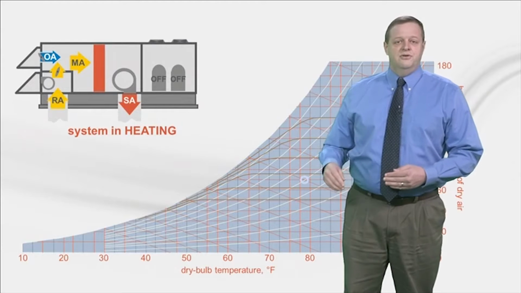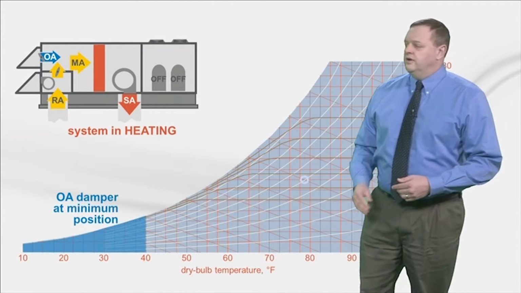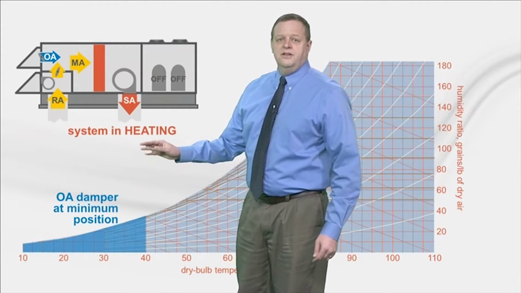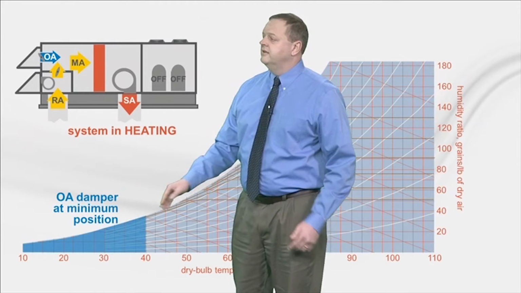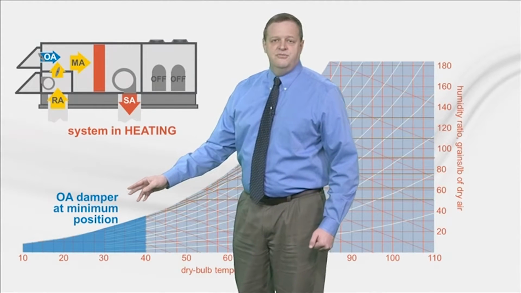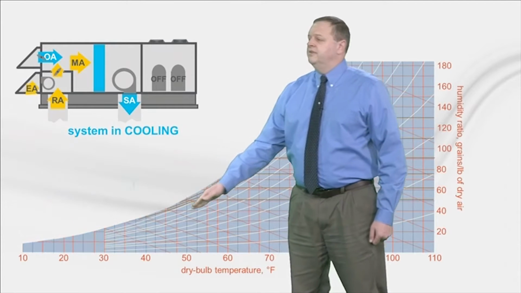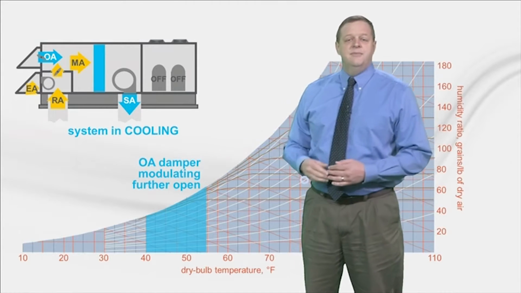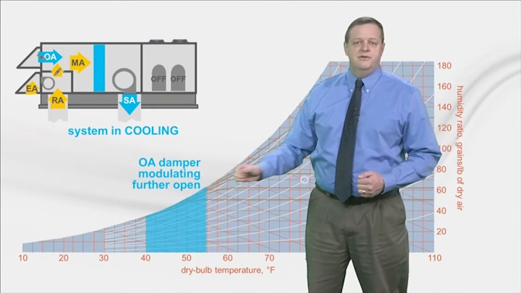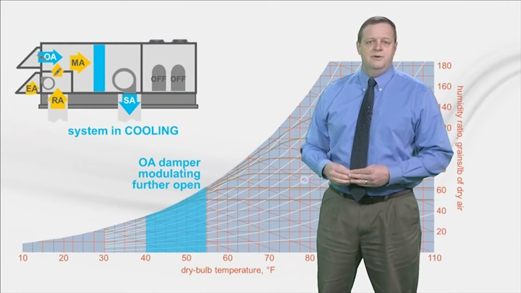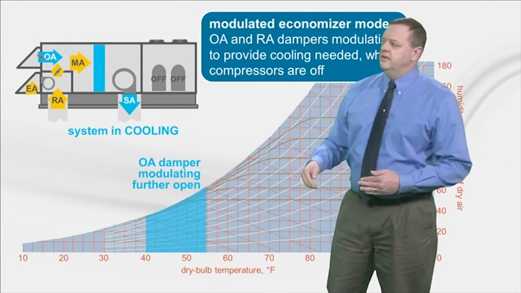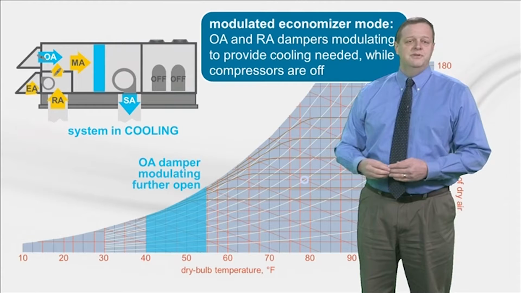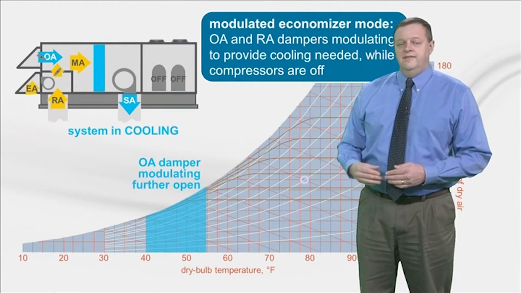I'll briefly demonstrate this control using the psychrometric chart. When it's cold outside, and the system has provided heating air to the building, you likely don't want to bring in any more outdoor air than necessary. So the outdoor air damper is at the minimum position required for ventilation. But as it warms up and the system is asked to cool the air being supplied to the building, the economizer control modulates the position of this outdoor air damper further open, using this cool outdoor air to provide all the cooling needed. This is called the modulated economizer mode, since the outdoor air damper is allowed to modulate beyond its minimum position to provide all the cooling needed, and the compressors can be turned off.